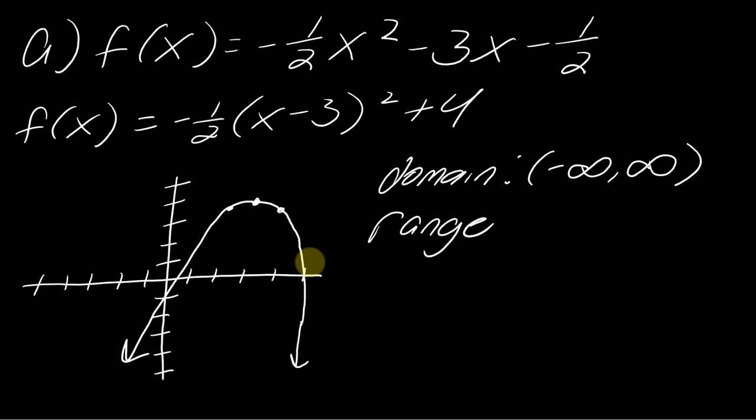The range, however, is a little more interesting. The range has to do with your y values, so we go from the bottom to the top. I start down here, and this just goes down forever, off in the negative infinity direction. So this starts at negative infinity, and then it continues all the way up until we get to right here. This is the vertex, so my range stops at 4. That is the top spot. 4 is included, so it gets a square bracket.